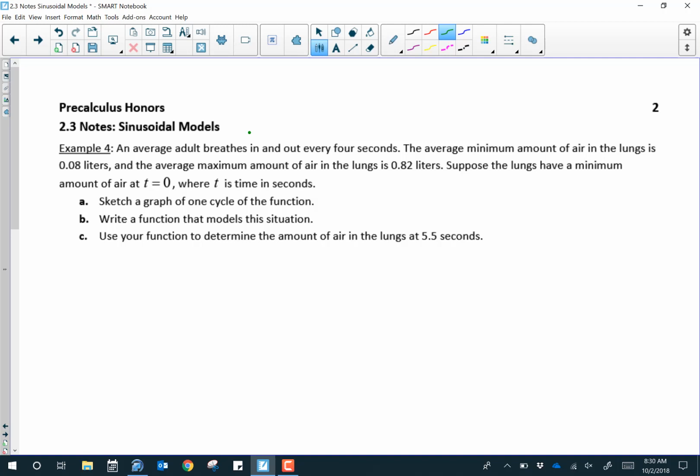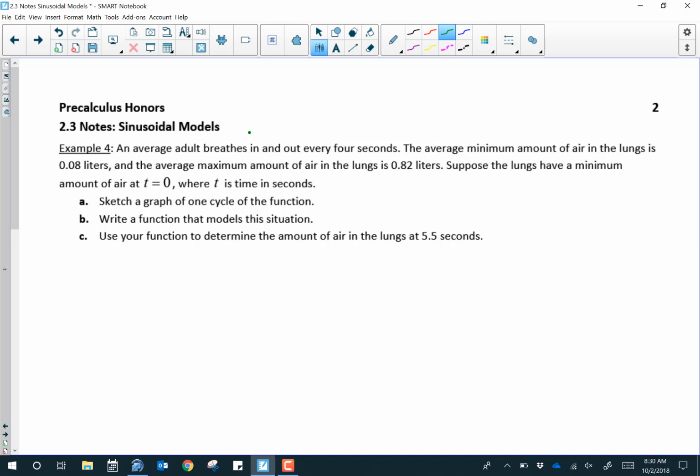So looking at this example, it says an average adult breathes in every 4 seconds. That's cyclical, right? We have a maximum when we fill our lungs with air, and then we breathe out. We have a minimum of air in our lungs, right? And then we do it again. So it's cyclical. The average minimum amount of air in the lungs is 0.08 liters, and the average maximum is 0.82 liters. Suppose the lungs have a minimum amount of air at t equals 0, and let's sketch this function and find an equation.